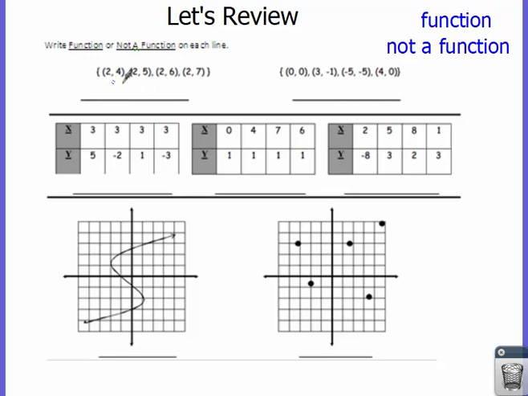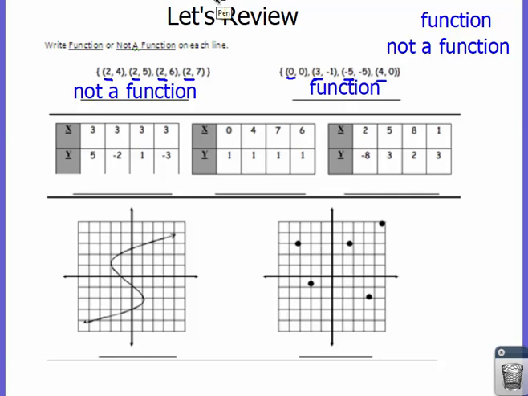So when we look at this first one, we look at our x values inside this set of coordinates. We've got a 2 and a 2 and a 2 and a 2. They're not unique. So this is not a function. In the next one, in this particular series of points, we have a 0 and a 3 and a -5 and a 4. They are all unique, so this one is a function.